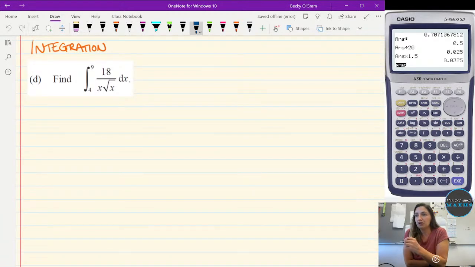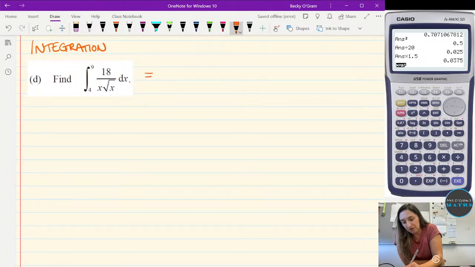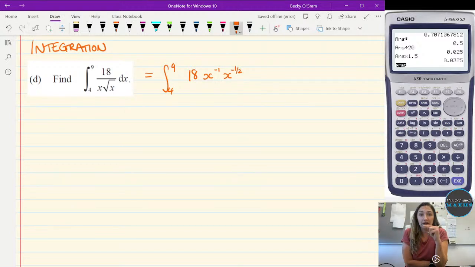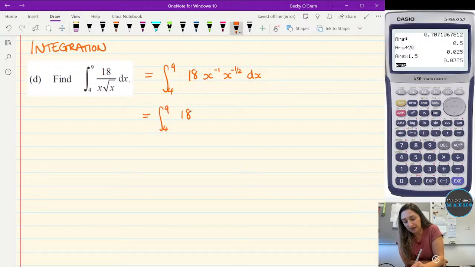Okay, integration. Last one for today. So I'm first of all going to write this down in powers form. So we have x to the minus 1 because it's on the bottom, and x to the minus a half because square root as a power is a half, and it's also on the bottom. Now, if we multiply together things with powers like that, then the powers get added. So minus 1 plus minus half is minus 3 over 2, or minus 1.5, however you like to think about that. Now we integrate this one.